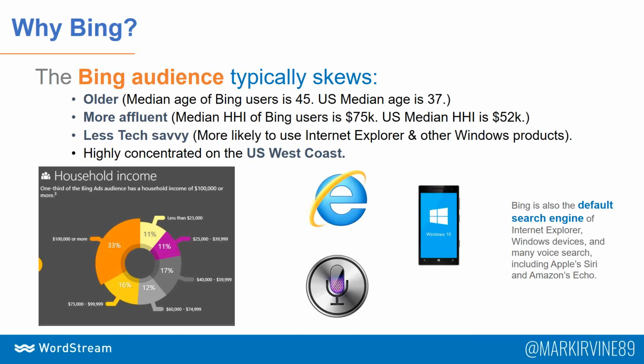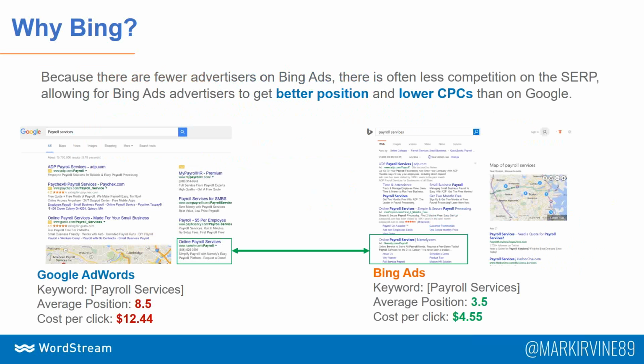And so Bing isn't just Bing.com or Yahoo.com or all those other search engines. It includes your default browser. It's the default search engine within most Windows products, obviously, where Windows owns Bing. It's also the search engine of choice for Apple's Siri or Amazon's Echo or Cortana or any of those voice search devices that people use so often.